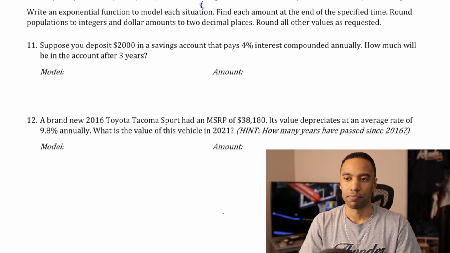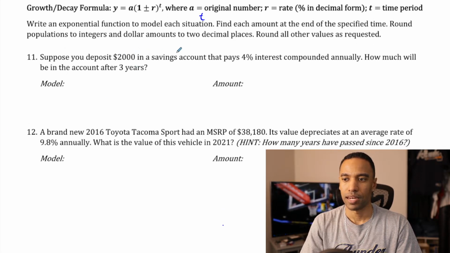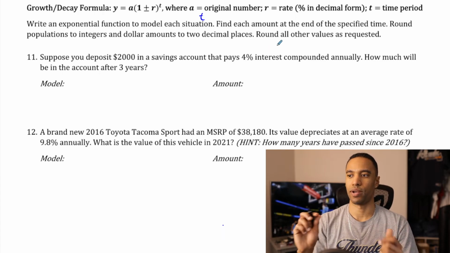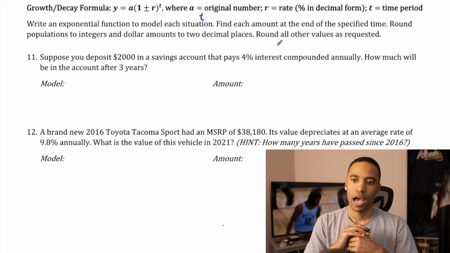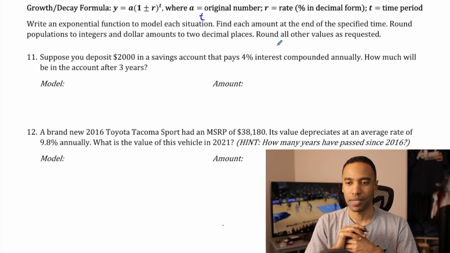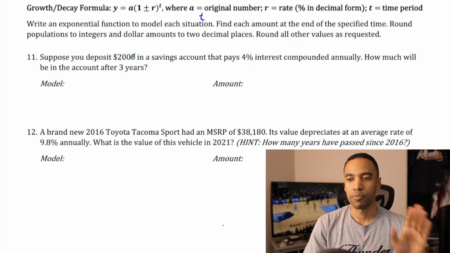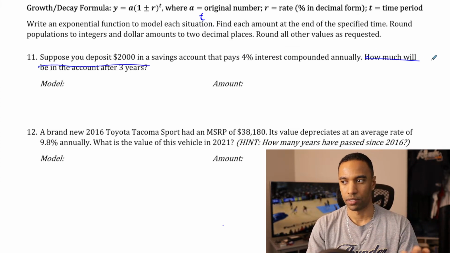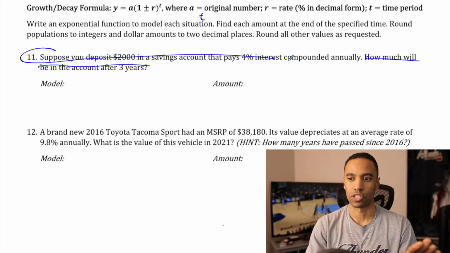Suppose you deposit $2,000 in a savings account that pays 4% interest compounded annually. How much will be in the account after 3 years? So when it comes to the model, the 3 years part is ignored. The model is just the "suppose you do this" part.